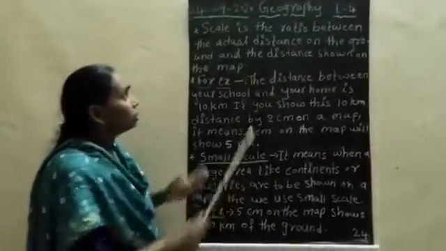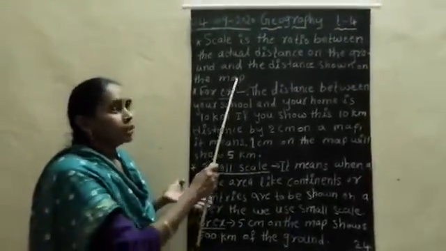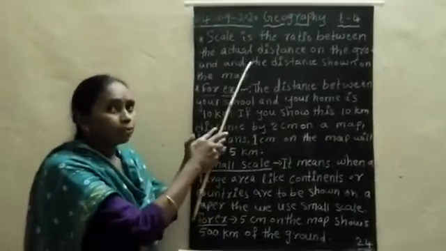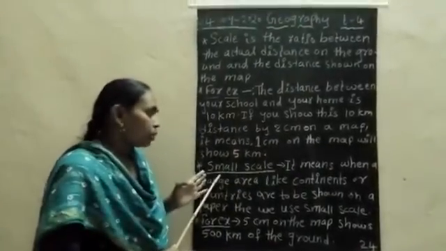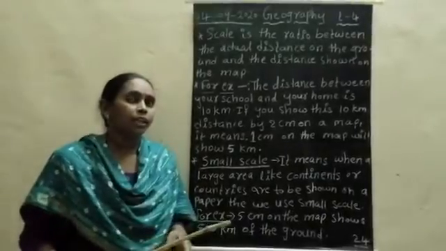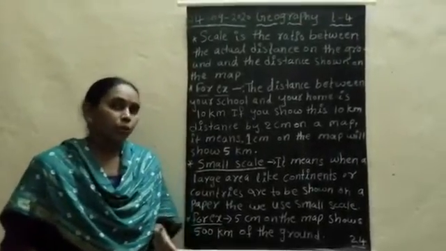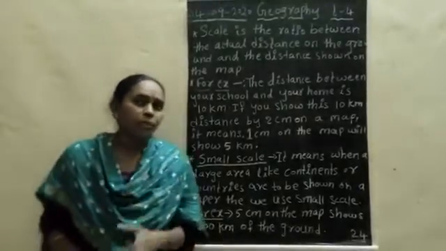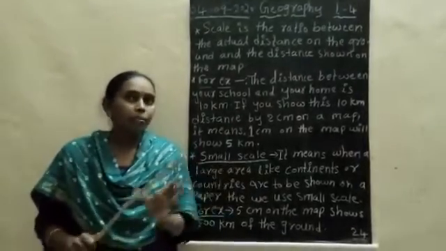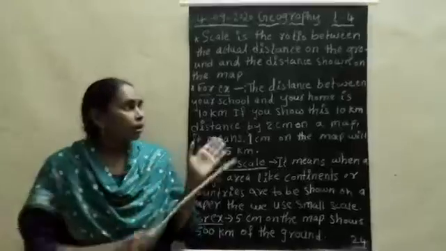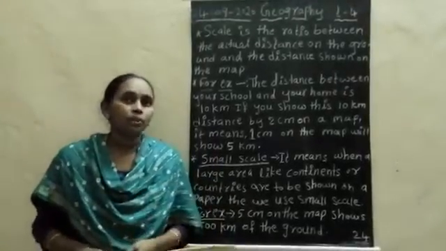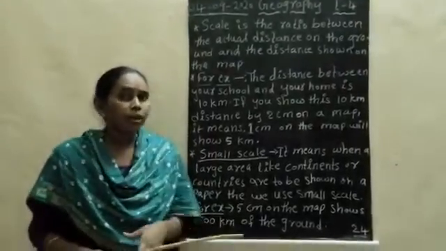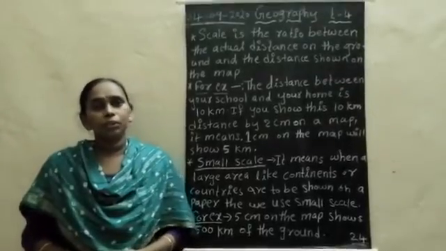So children, this is all the information about distance. The one more, large scale, I will explain tomorrow. And also you have to read the textbook, page number 24. After completing this information, once again you have to read the textbook, page number 24. Let us continue in tomorrow's class.